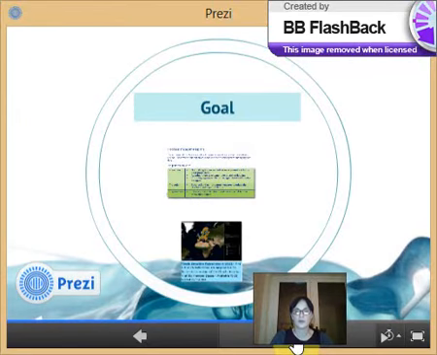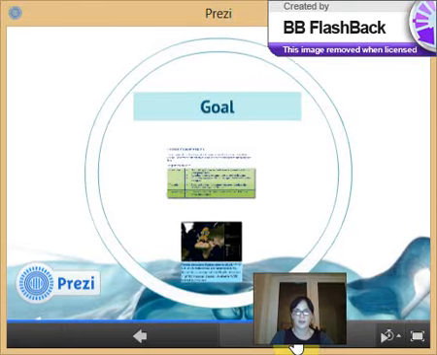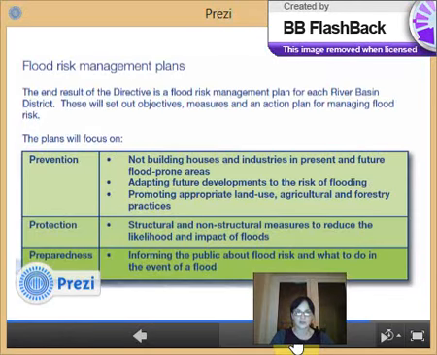Finally, the ultimate goal of this implementation is a flood risk management plan for each river basin district. These will set out the objectives, measures and an action plan for managing flood risk. The plans will focus on, as already mentioned, A, prevention, and this will include not building houses and industries in present and future flood-prone areas, adapting future developments to the risk of flooding, and also promoting appropriate land use, agricultural and forestry practices to prevent floods.